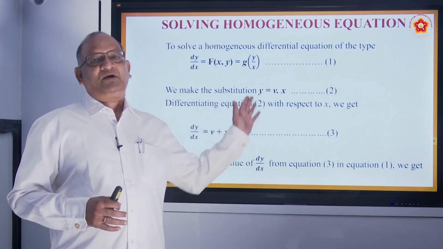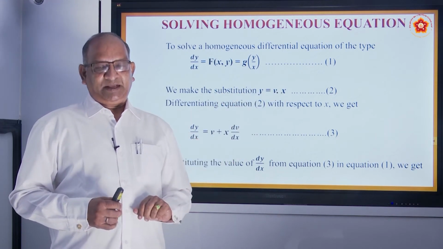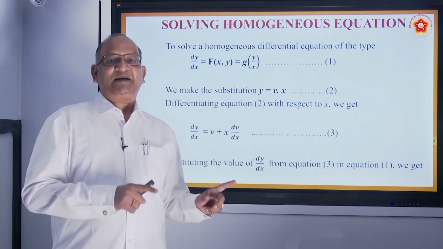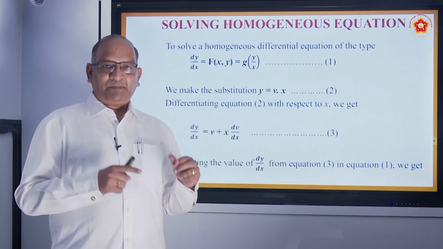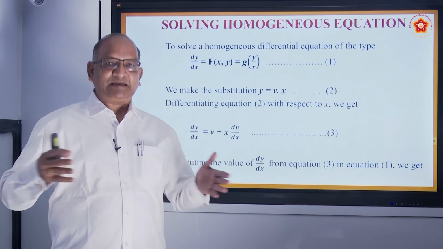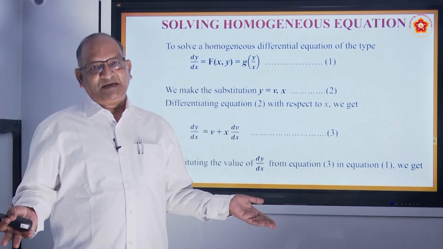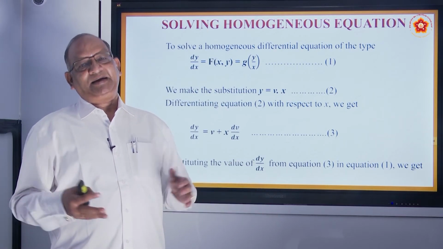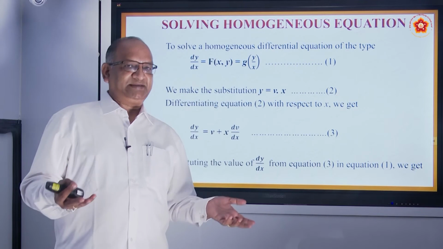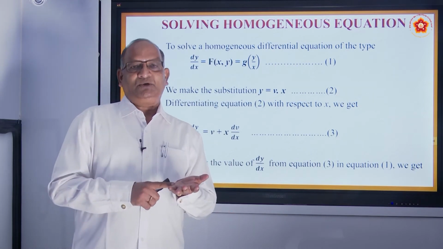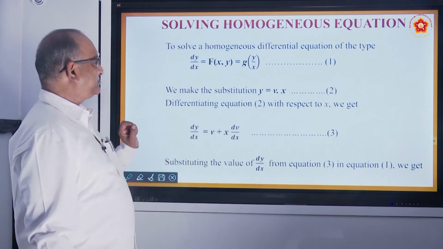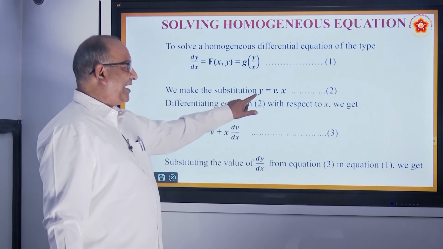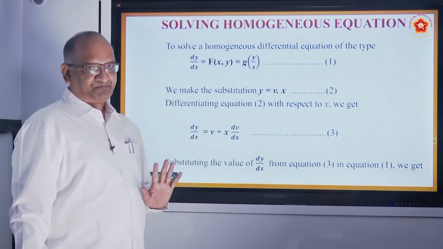For example, y equal to vx. Remember, v and x both are variables. So when we make this particular substitution, surprisingly variables get separated, and we know once variables are separated, we can integrate them independently and get the answer. So that is the procedure. Once you know it is a homogeneous equation, we make this substitution. We substitute y as v into x.